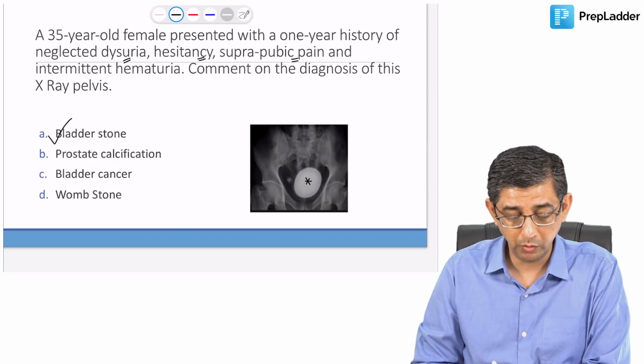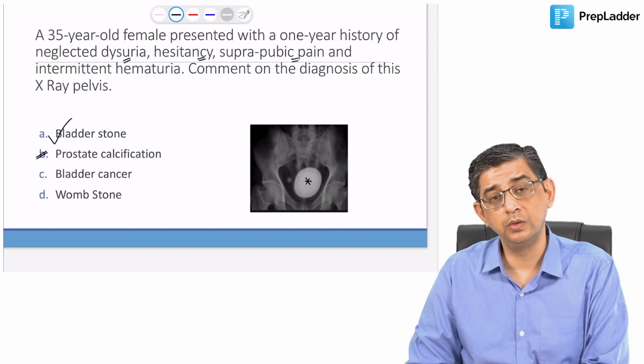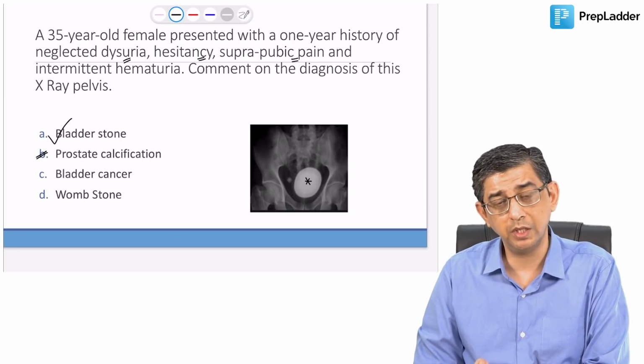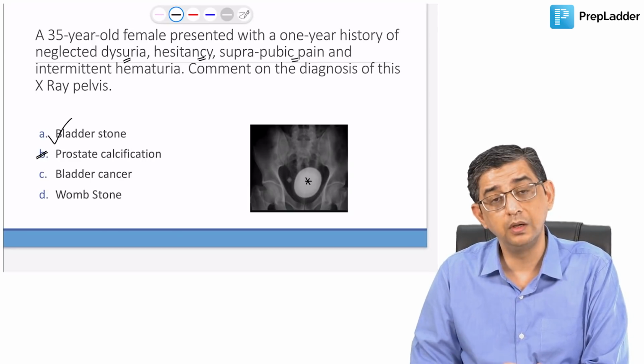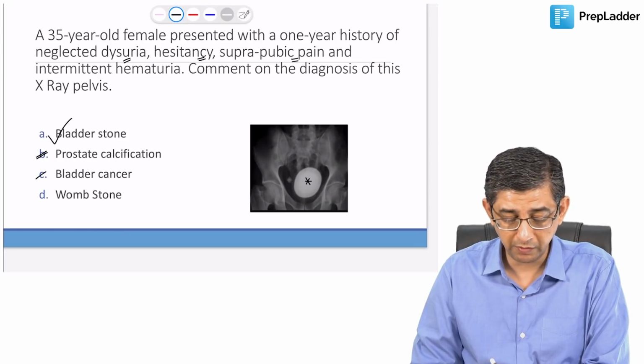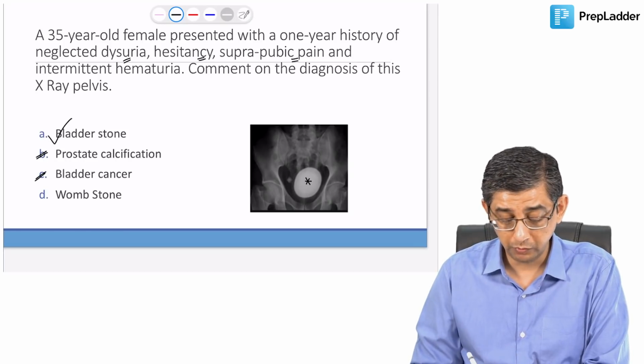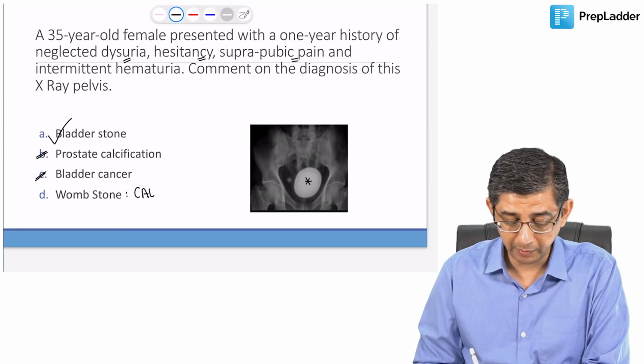Prostate calcification, I'm ruling out because we're talking about a female patient, no? And even if it was a male given in the exam, prostate calcification can't be so big. Bladder cancer does not have calcification. Womb stone, what is a womb stone? It is a calcified fibroid.